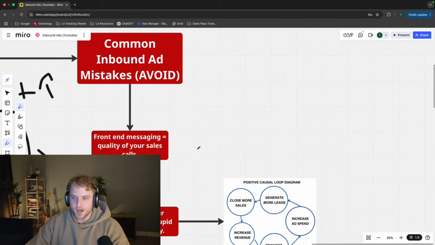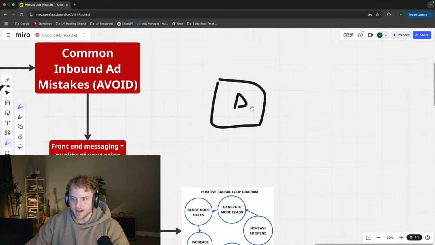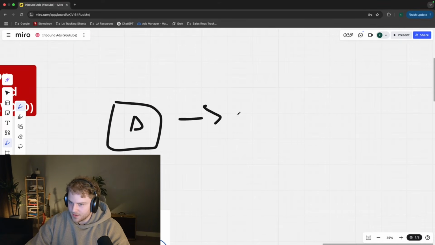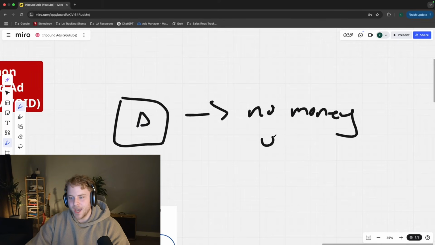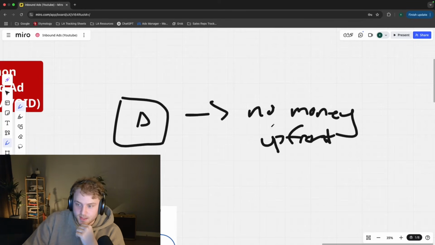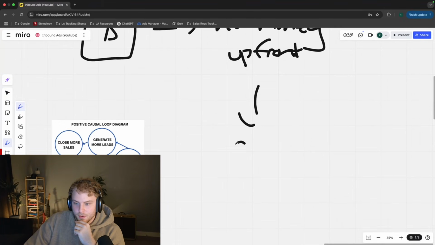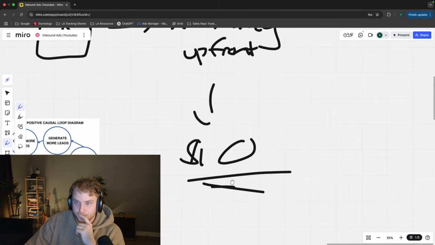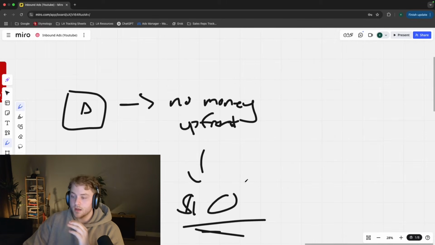If they're saying on their ad, so let's say this is the ad, that it is no money up front, what type of people do you think this is going to attract? Seriously, like no money up front. What type of people do you think this is going to attract? People that have little to no money. They have no money to spend because there's no money up front.